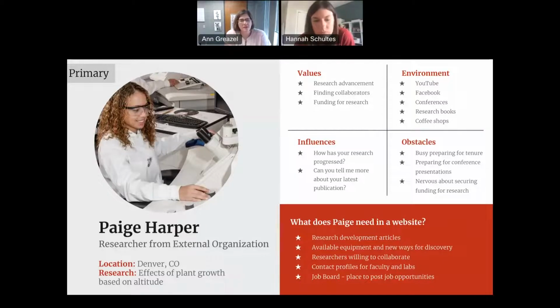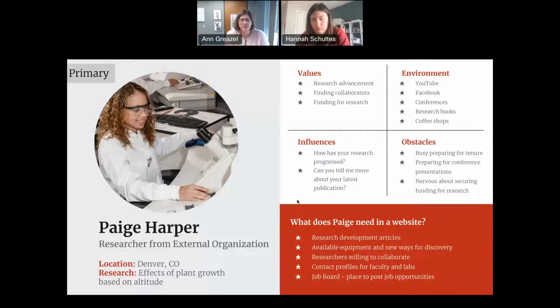The values of this person are that they want similar things as we've seen with research advancement, being able to find collaborators and help funding research. So perhaps there's a way to collaborate and fund joint research projects, obtain grants, that kind of thing. Environment: YouTube, Facebook, conferences, research books, coffee shops. I think we can kind of generalize that.